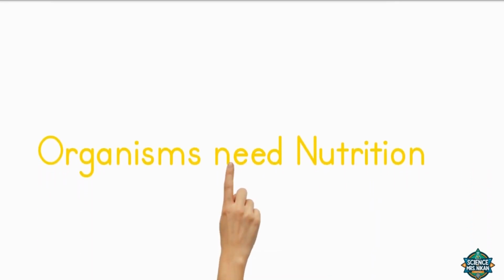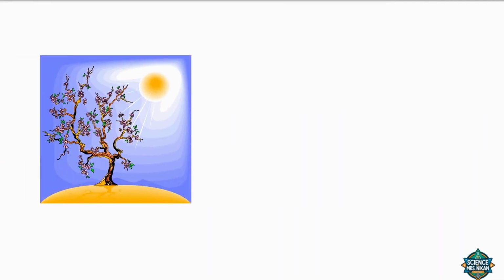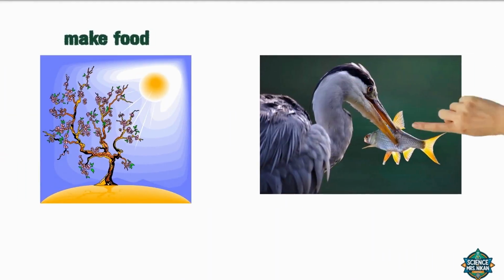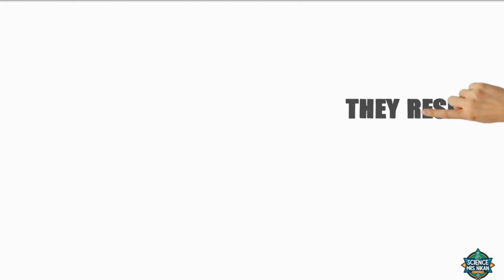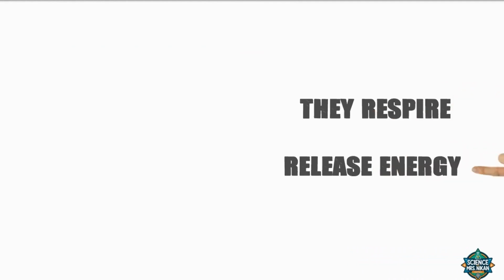Organisms need nutrition. Plants make their own food. Animals eat other organisms. They respire and release energy from their food.